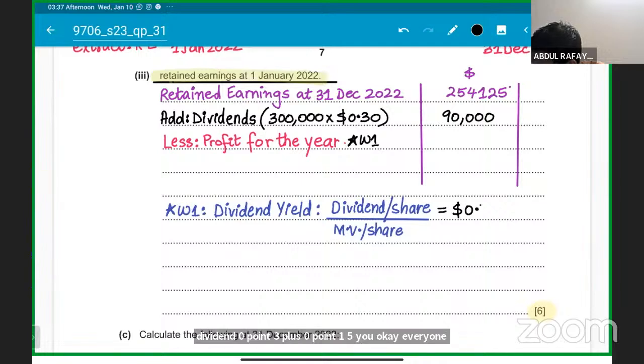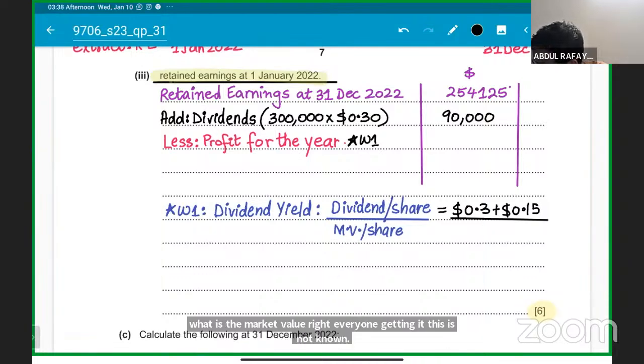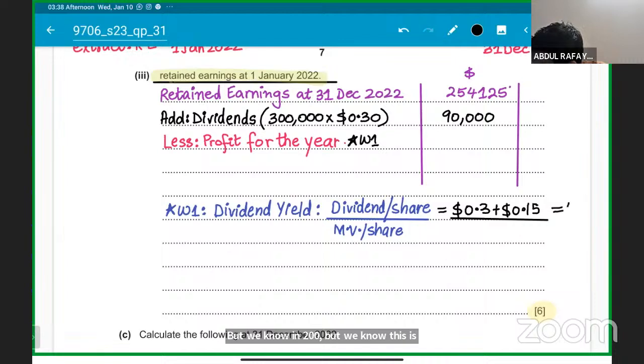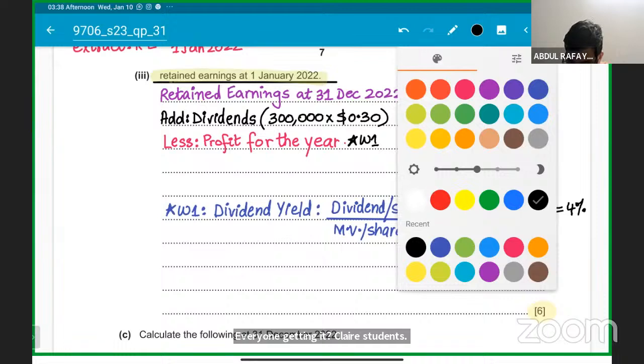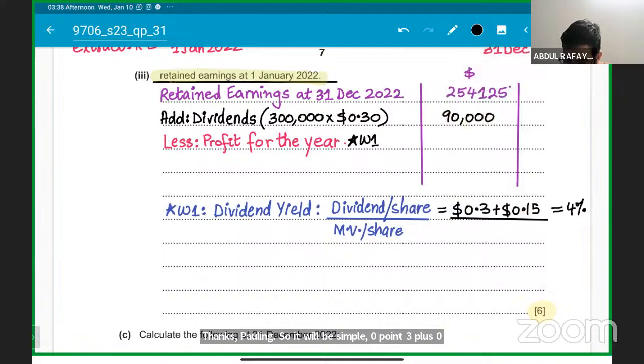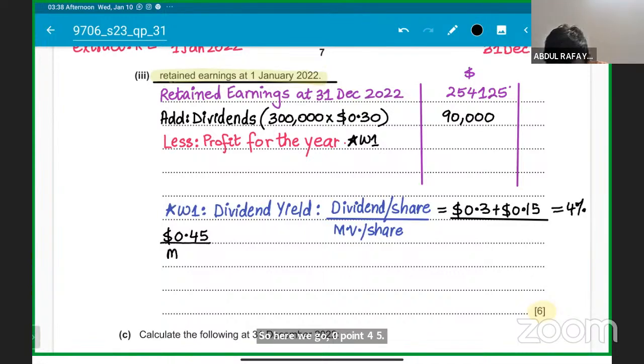0.3 plus 0.15 is the total dividend, proposed and final, and we don't know the market value. This is not known, but we know the dividend yield is 4%. So it will be simple. 0.3 plus 0.15 gives us 0.45. So here we go, 0.45 divided by the market value, or the market price per share.